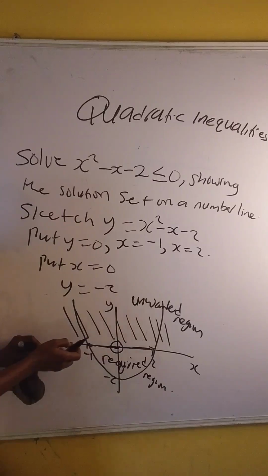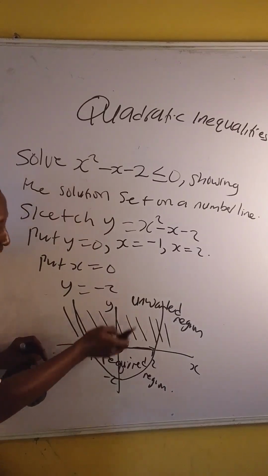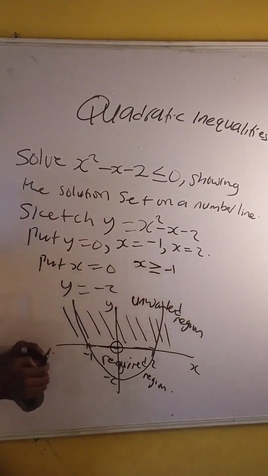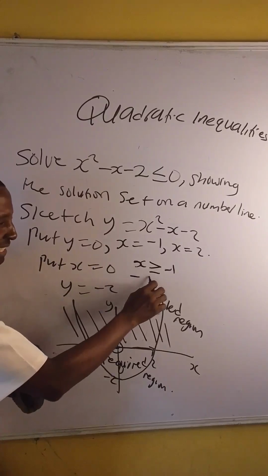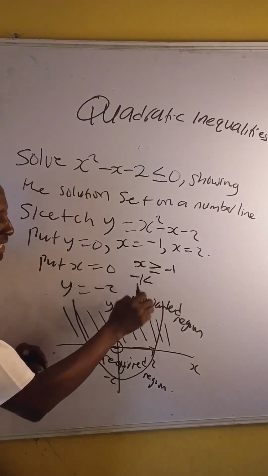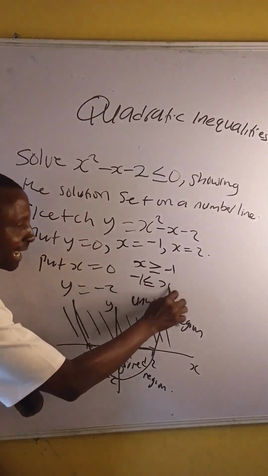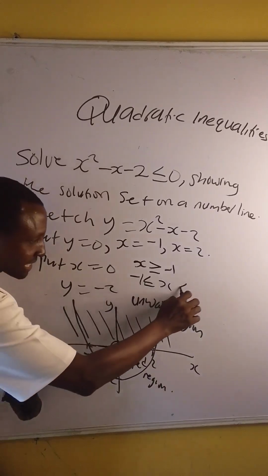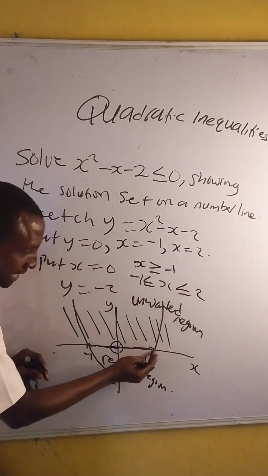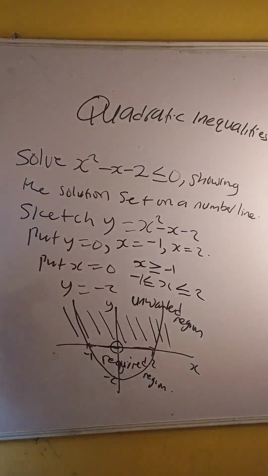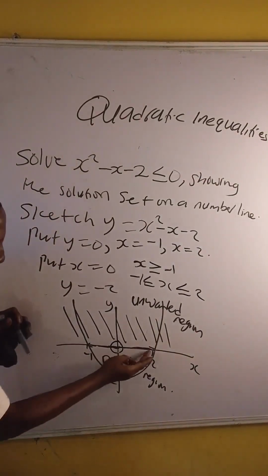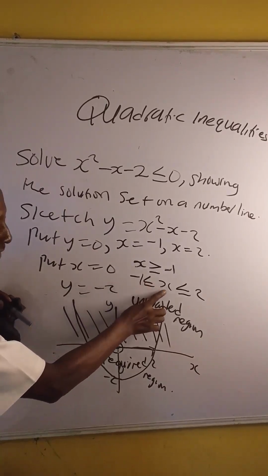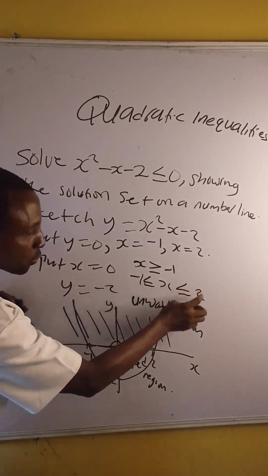If you look at this part now, x is from minus 1 going this way. It means x is greater than or equal to minus 1. Isn't it? Means that minus 1 is less than or equal to x. And if you look at all these parts now, they are less than, right? That means x is less than or equal to 2. So all these parts are less than 2. So what this region is telling us is that minus 1 is less than or equal to x, and x is less than or equal to 2.